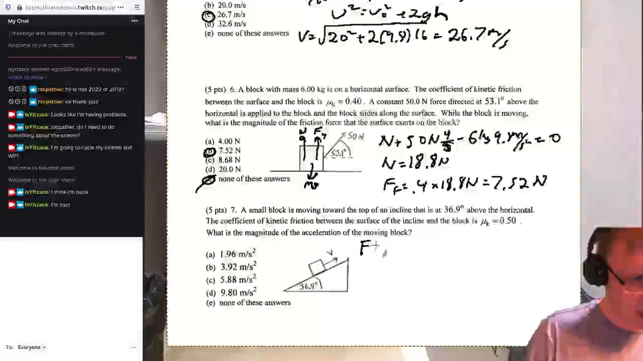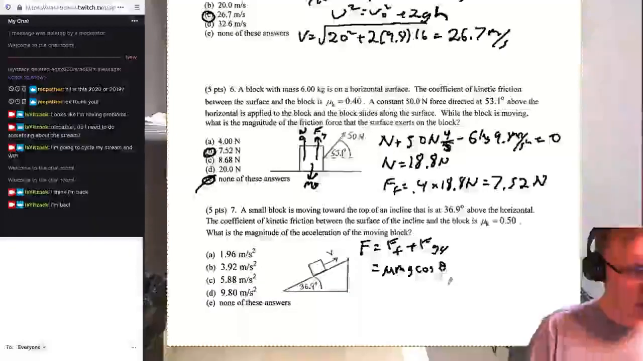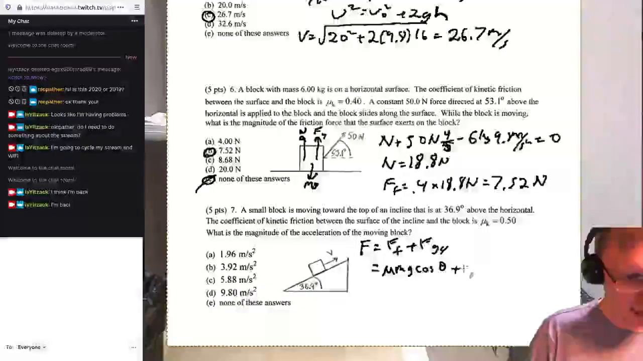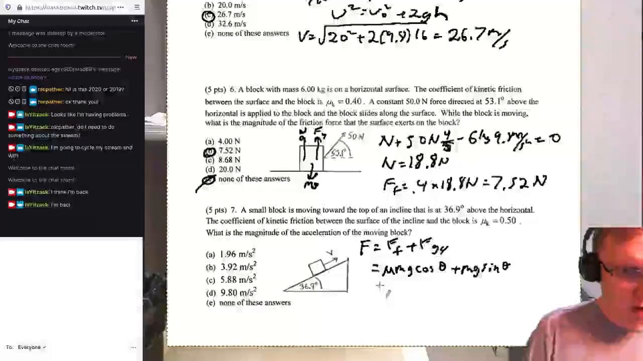So the forces acting on this thing, we have force of friction and the force of gravity parallel. So this is mu mg cosine theta. There is no other forces acting on this in the perpendicular direction, therefore we can immediately go straight to the default guess of mu mg cosine theta, and also add on to that mg sine theta for gravity. So here's our parallel gravity, and this is our force of friction. Okay, punch numbers in.